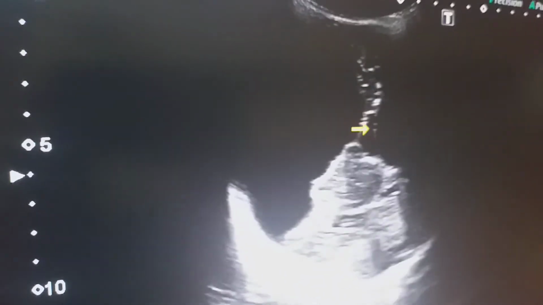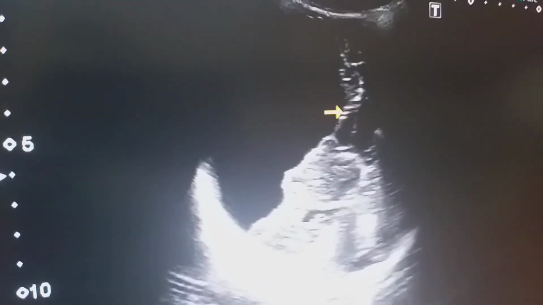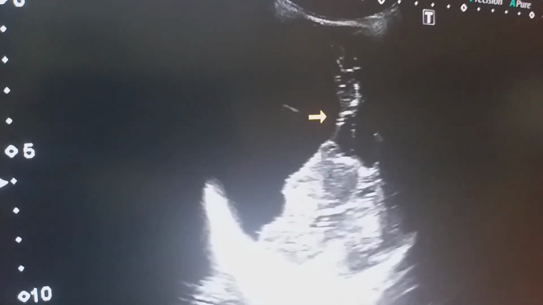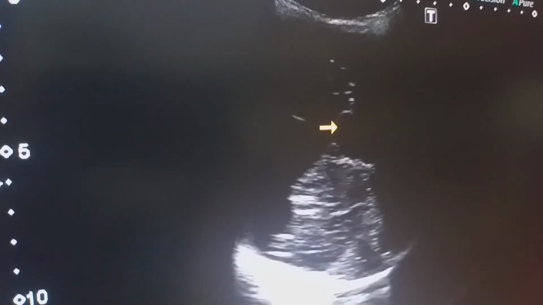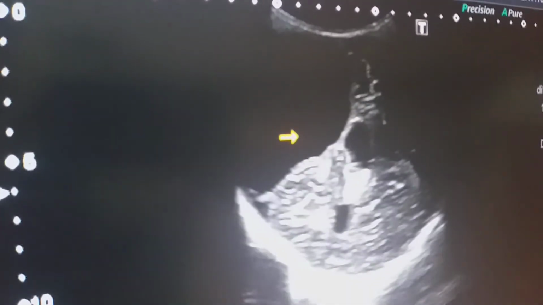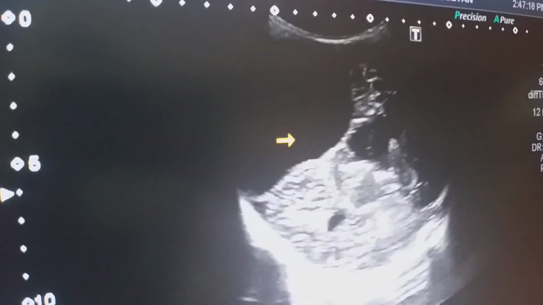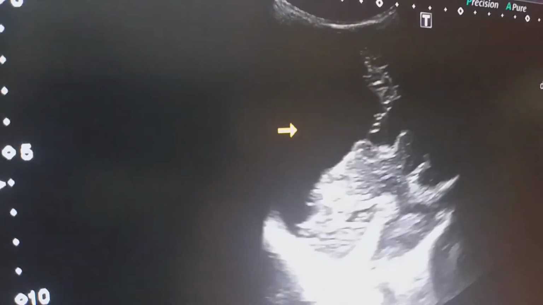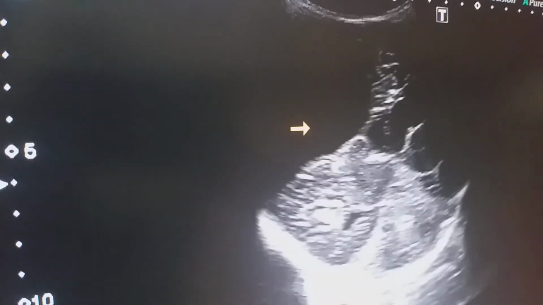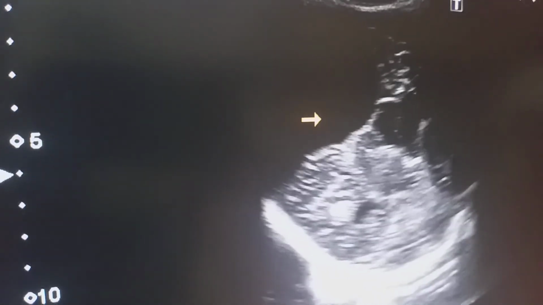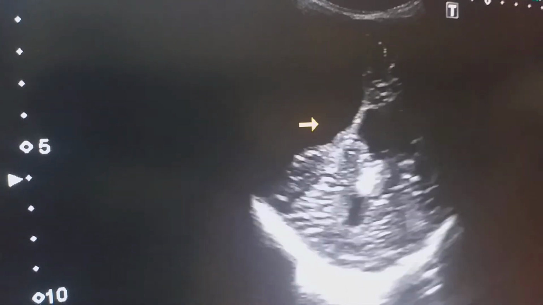So this was the interesting case which we can also diagnose by the ultrasonography. However, we should go for the MRI brain for further confirmation and evaluation.